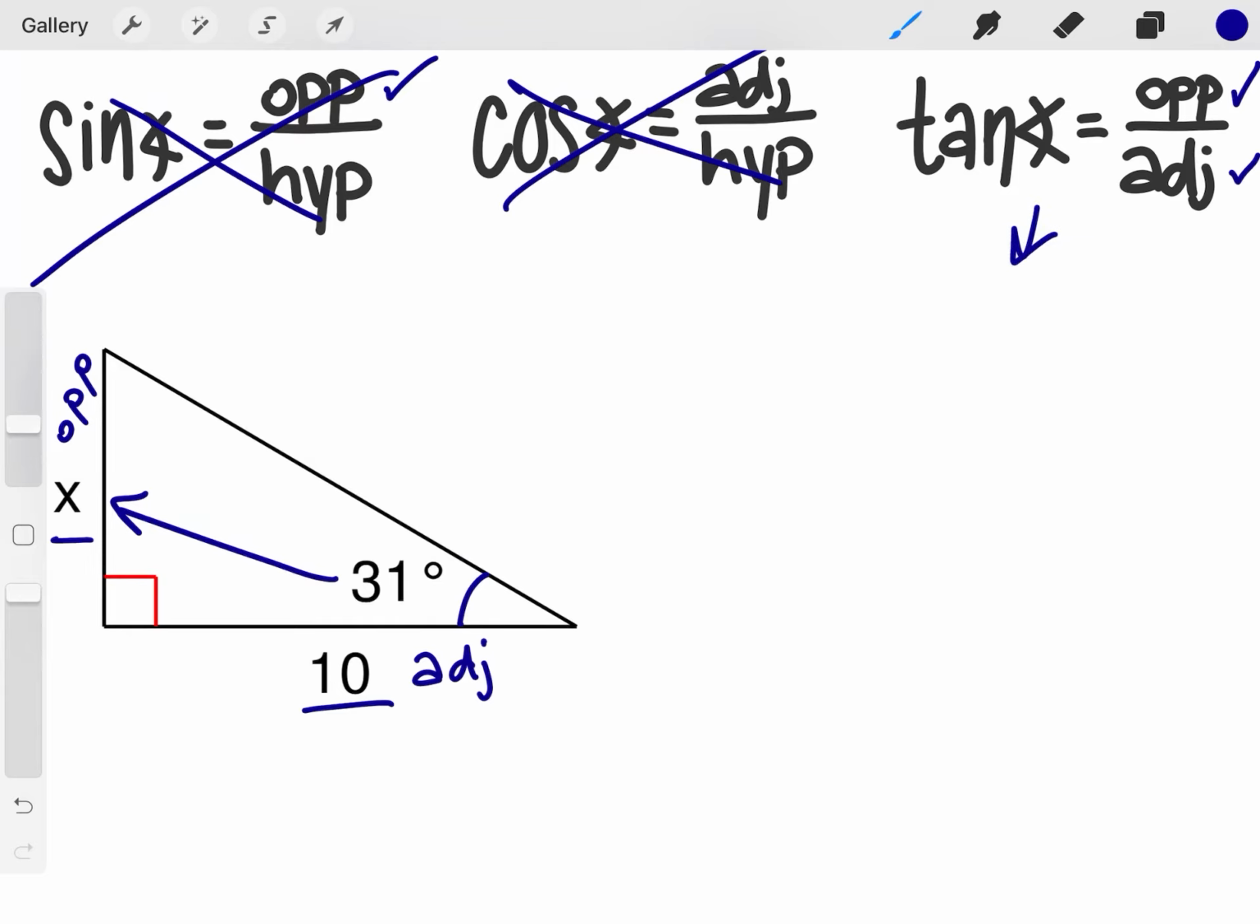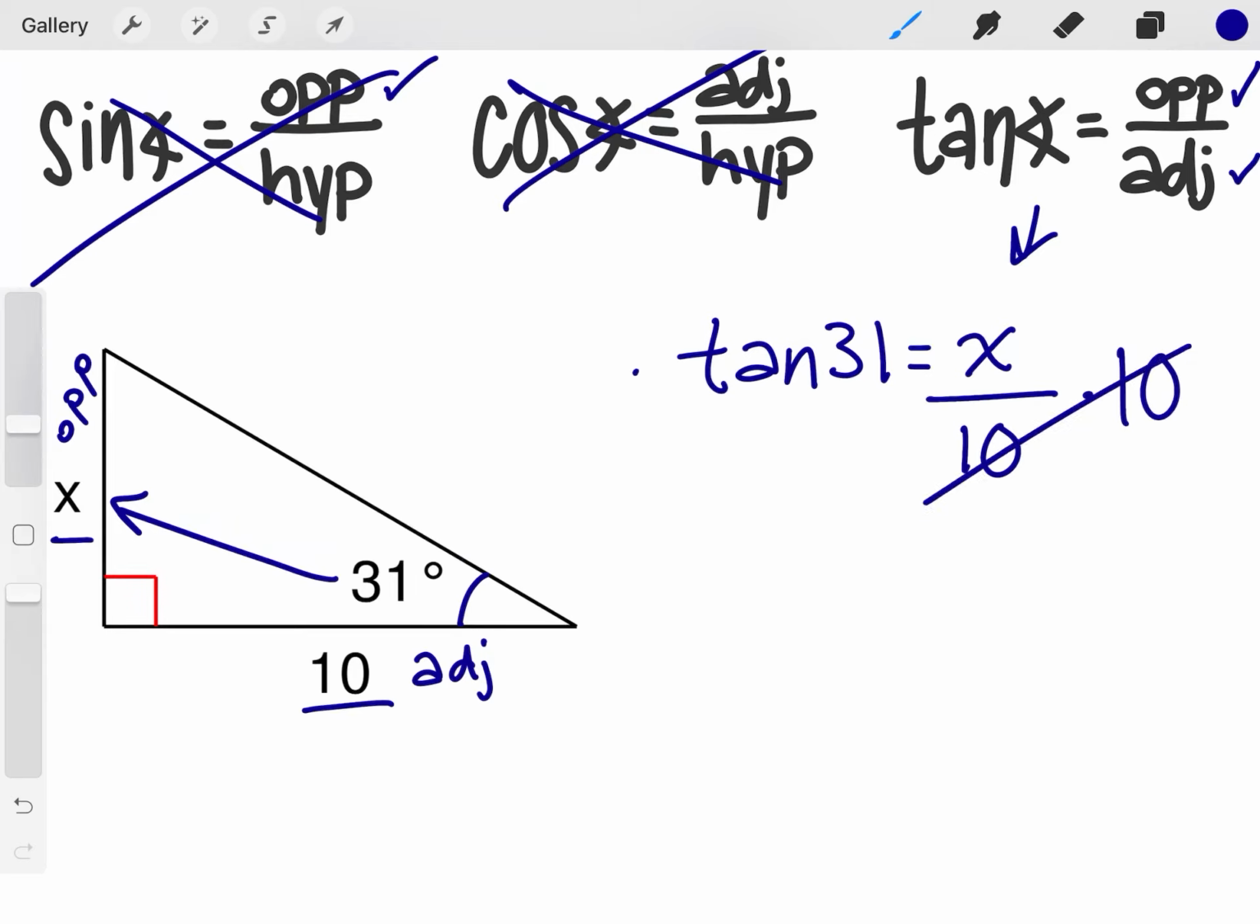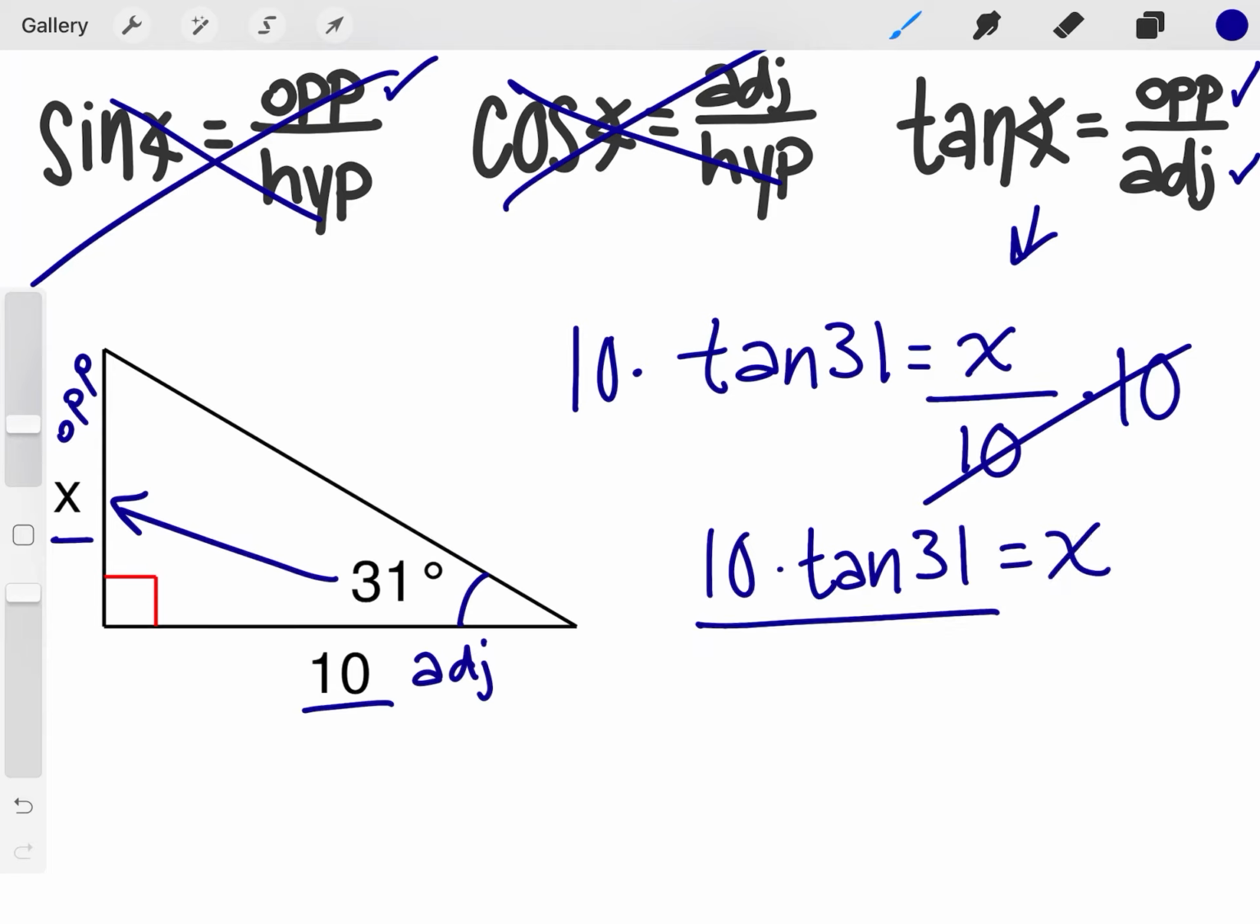So I'm not going to rewrite the equation, it's right there. Tangent of the angle equals opposite side divided by adjacent side. Let's plug in those values right away. The tangent of 31 degrees equals the opposite side of x divided by the adjacent side of 10. All right, so now, like the last one, I'm going to isolate x before doing any calculations. I have to multiply both sides by 10, giving me 10 times the tangent of 31 equals x.